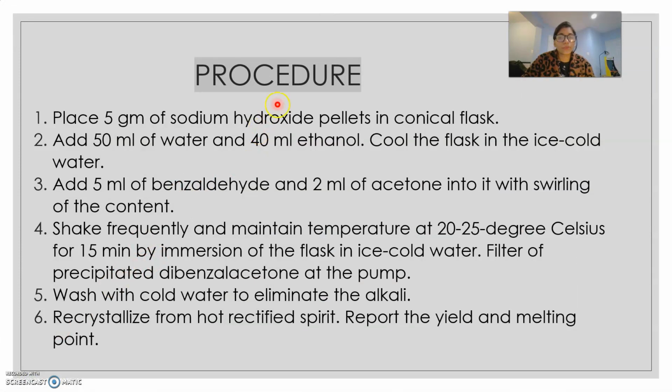Now we are going to see the procedure of how this practical is done. We are going to weigh 5 gram of sodium hydroxide and place it into the conical flask, and then we are going to add 50 ml of water and 40 ml ethanol, and we have to cool the flask.